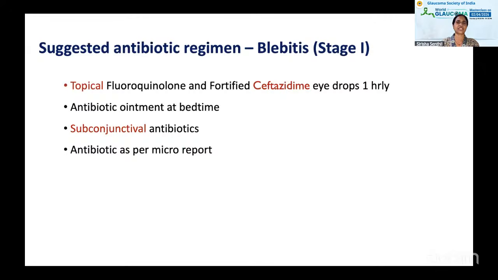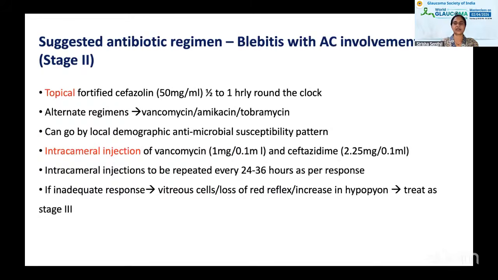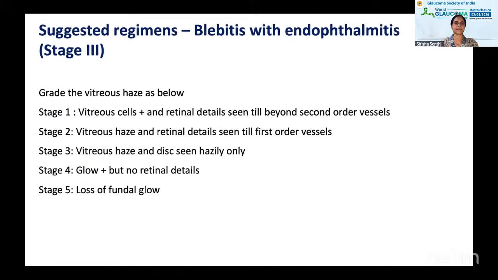So stage 1, or just the blebitis, like I just mentioned: topical fluoroquinolones and topical ceftazidime 1 hourly. Antibiotic ointment at bedtime can sometimes help. And sometimes subconjunctival antibiotics can also be given if for whatever reason the patient is not able to use the medications appropriately, or if there's no help back home. The antibiogram and micro report is something that we should always check for. If there is an anterior chamber involvement, an intracameral injection can also be given apart from whatever else we just mentioned. B-scan ultrasound is very important to look for any echoes in the vitreous cavity.